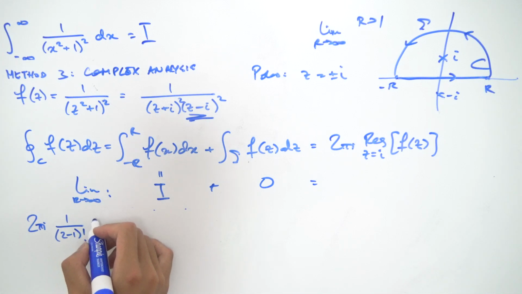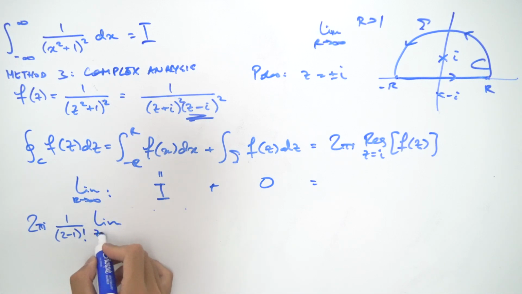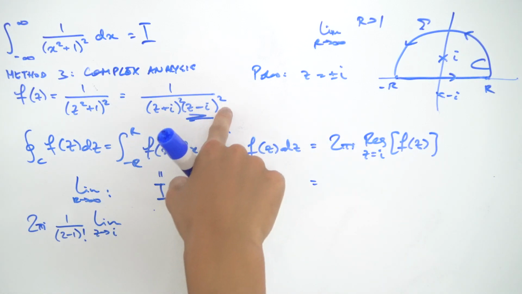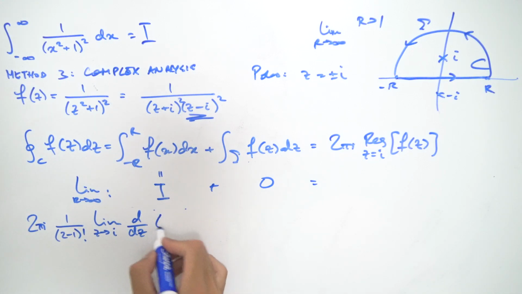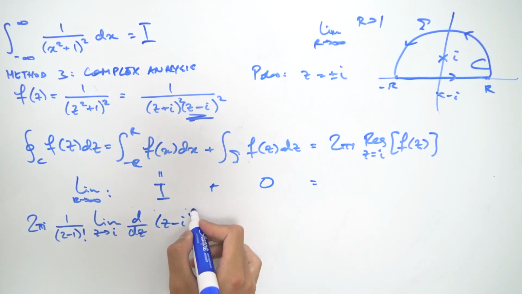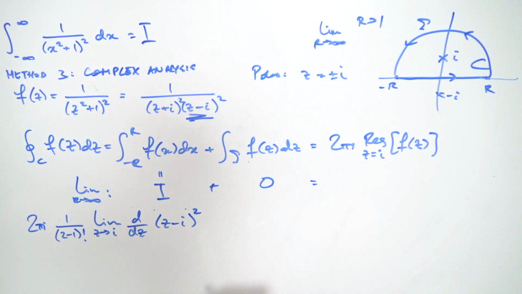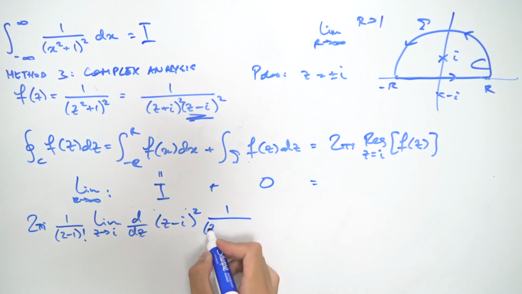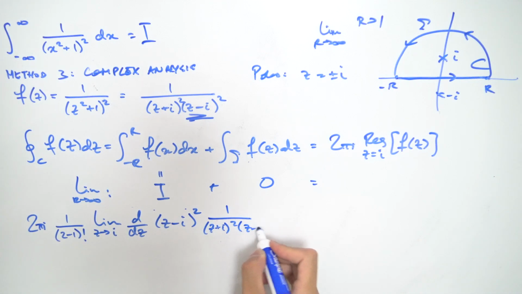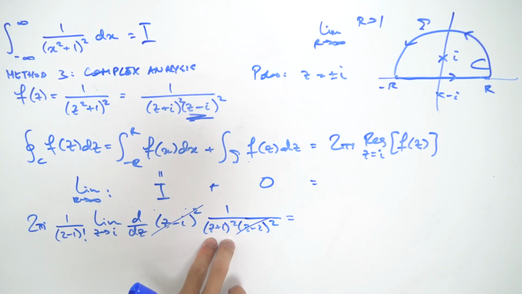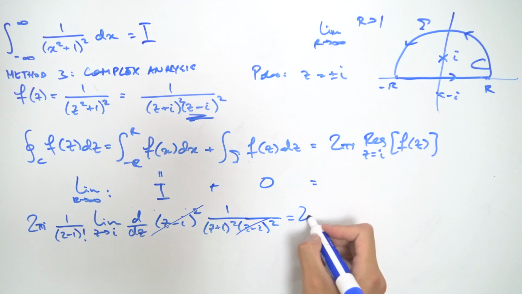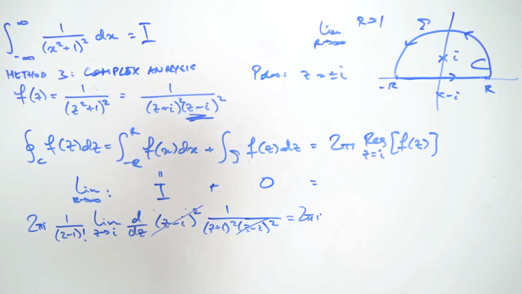And then we're going to have the limit as z approaches the pole, so as z approaches i, of the first derivative. So this is a second order pole, so we're just going to have the first derivative with respect to z of z minus the pole raised to the order of the pole times our function. So 1 divided by z plus i squared times z minus i squared. And notice over here, we can cancel some factors and we can actually take the derivative in here. That's not too bad to do. We're going to have 2 pi i. 2 minus 1 is 1. 1 factorial is just 1.